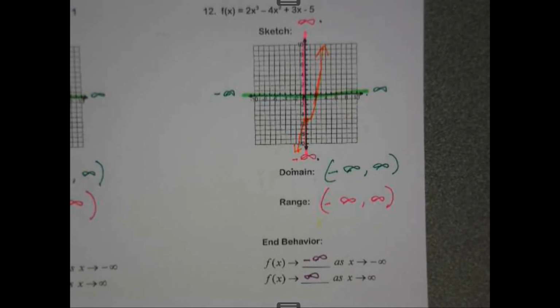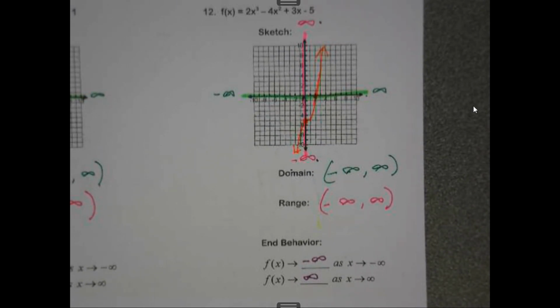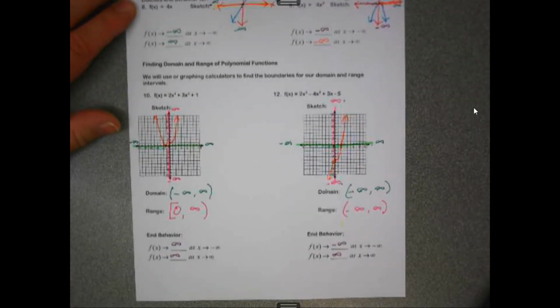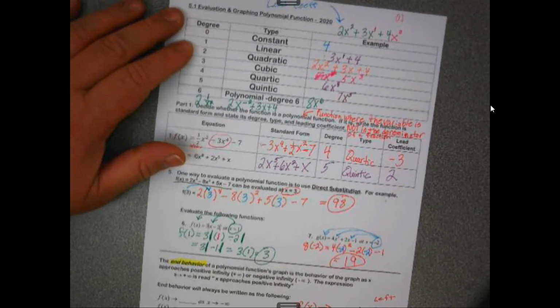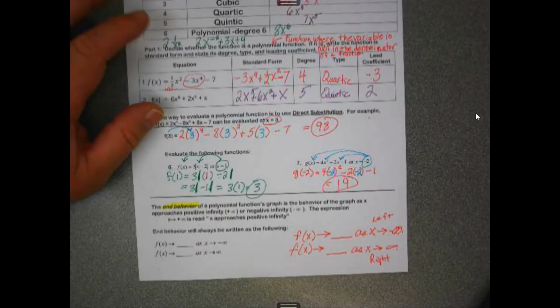So that is 5.1, polynomial functions, evaluating and graphing. So a lot going on here.